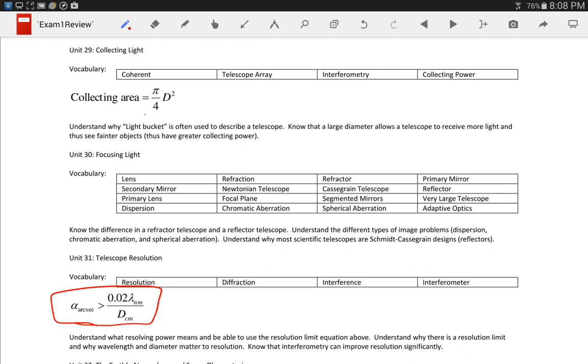So having a bigger diameter means that the resolution angle alpha is smaller, and that's better. That means you can see smaller details. Now with telescopes, we talked about refractors and reflectors. Refractors use lenses that bend light. Reflectors use mirrors. Both of them will cause the light to focus, so both can be used to focus light.